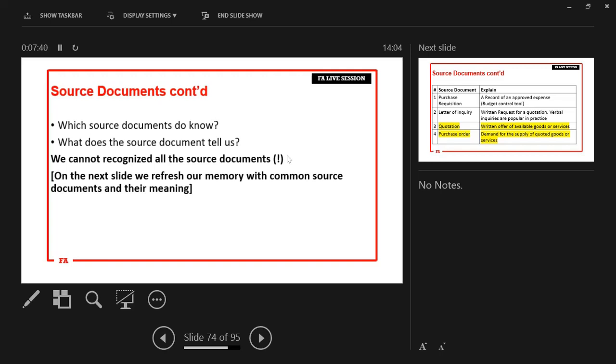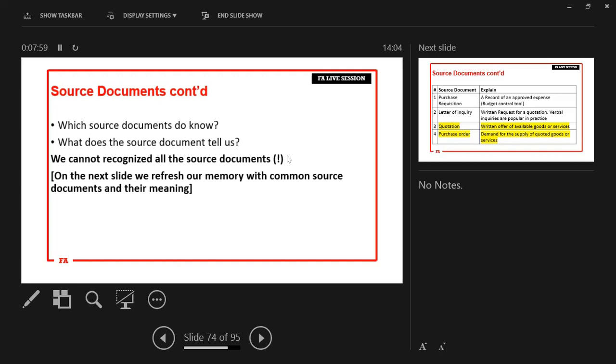An invoice tells us the price. Mm-hmm. Quotation. It shows us the value of the goods that you are paying for. Yeah, that's correct. All right, let's not trouble you too much. This is just starting, eh?